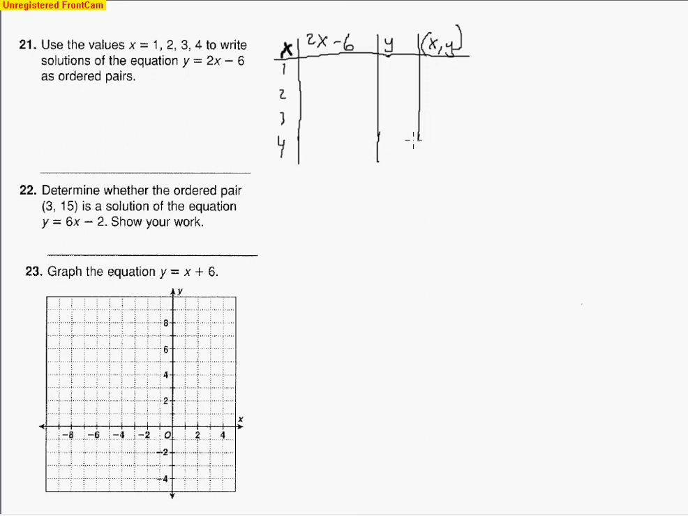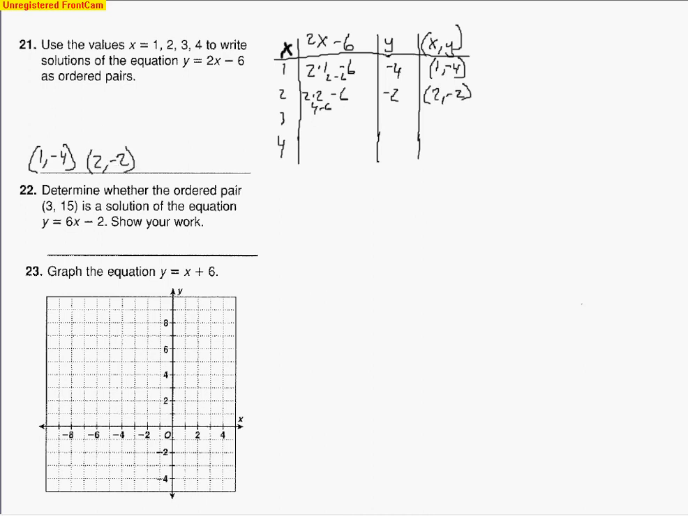So let's plug in the numbers 1, 2, 3, 4. We're going to plug in 1 for x, so 2 times 1 minus 6. So 2 times 1 is 2, 2 minus 6 is negative 4. So the first ordered pair is 1 comma negative 4. So that's one of the answers. Next one, plug in 2 for x. So 2 times 2 minus 6. That makes 4 minus 6, which is negative 2. So the next one is 2 comma negative 2. So that's our next answer.